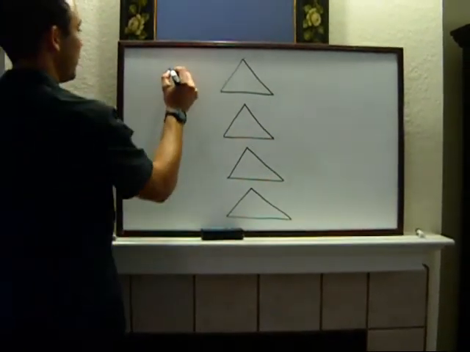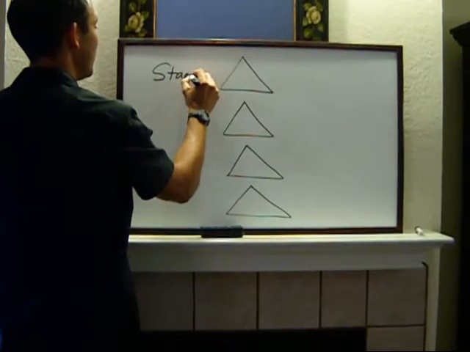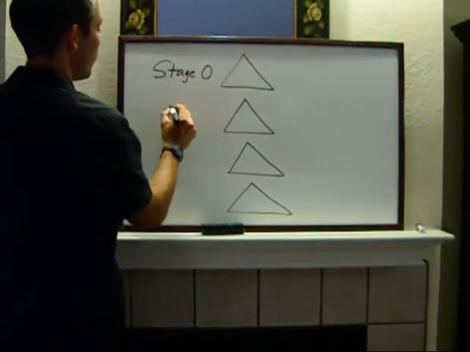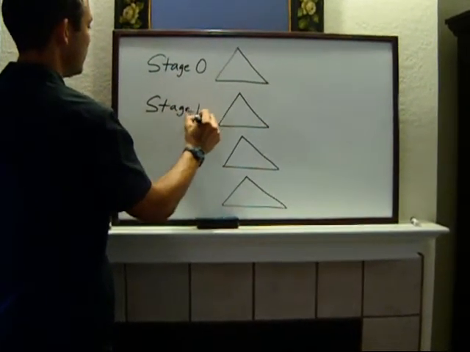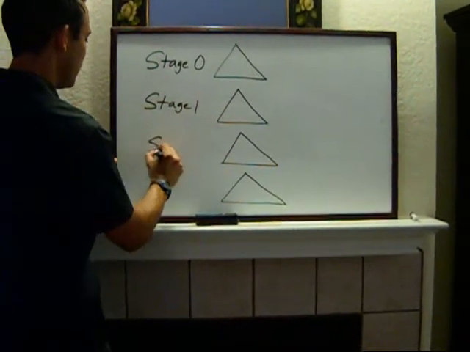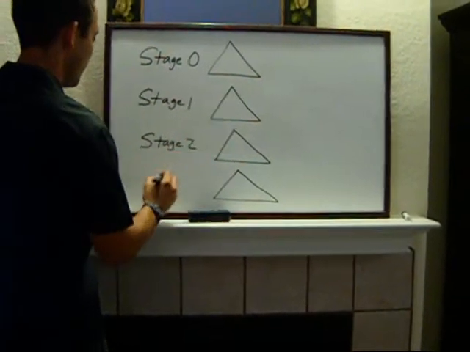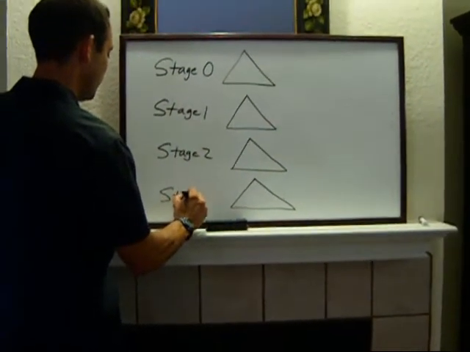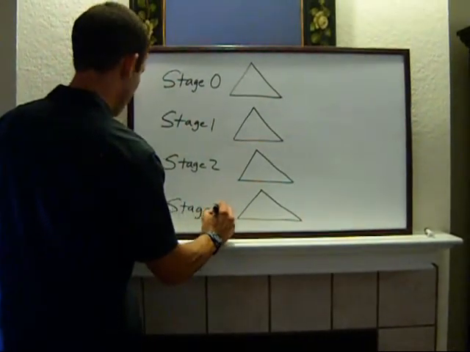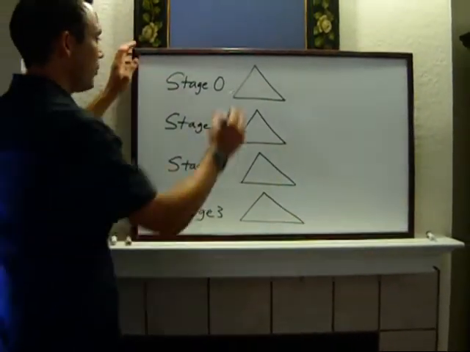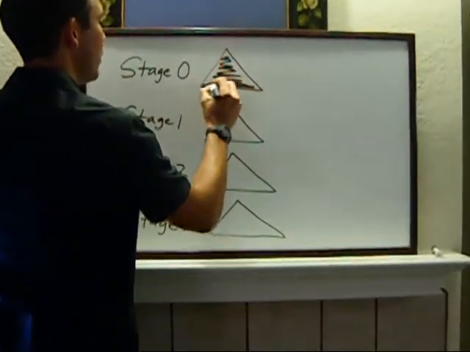Now we're going to label these with stage names. So this is going to be stage 0. Next one will be stage 1. Stage 2. And stage 3. Now, this first one is going to be just a full triangle like we did before, the original triangle, with it completely filled in.